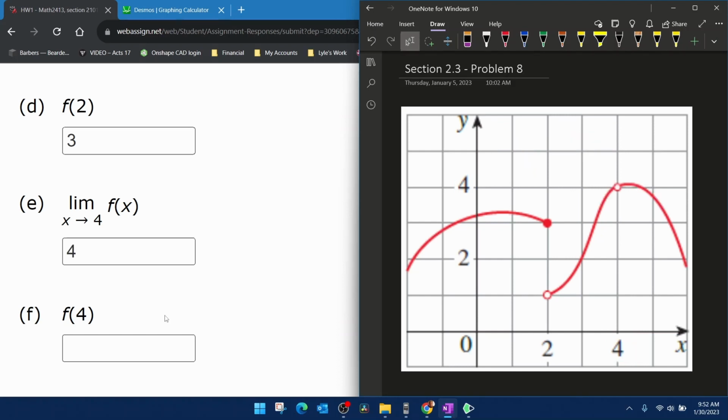And for the last part, part F, they want us to calculate f of 4, which is the function value when x is 4. And if we go up, we can see that there's an open circle and no place actually where the graph exists. So since there's not a dot or a graph value where x is 4, then we would say that that doesn't exist. And one more time, remember we input DNE for a value that doesn't exist.